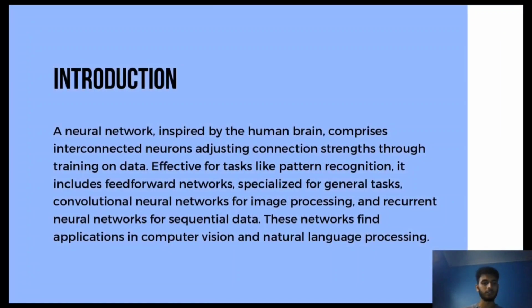For introduction, a neural network inspired by the human brain comprises interconnected neurons adjusting connection strengths through training on data. Effective for tasks like pattern recognition, it includes feed-forward networks specialized for general tasks, convolution neural networks for image processing, and recurrent neural networks for sequential data. These networks find application in computer vision and natural language processing.